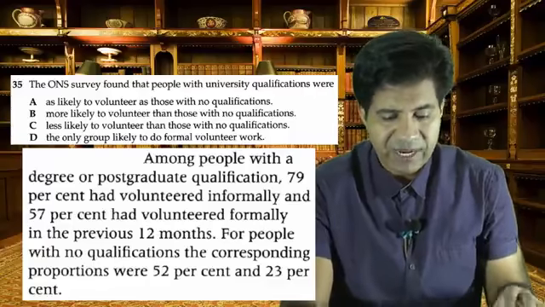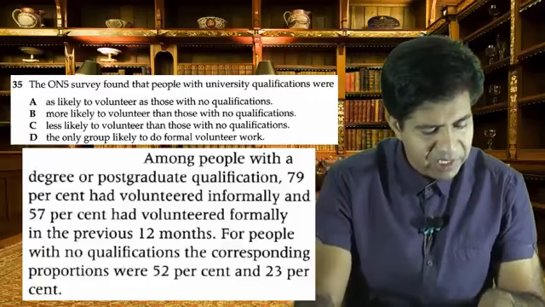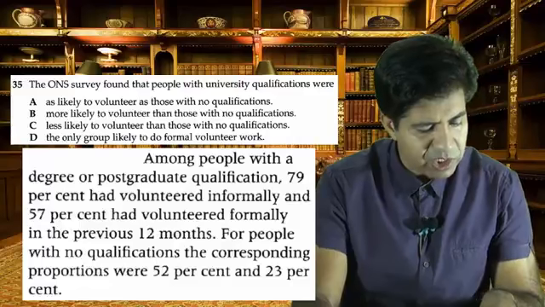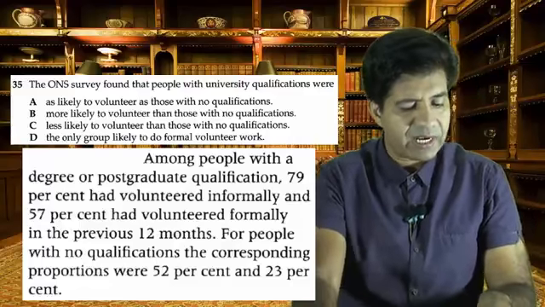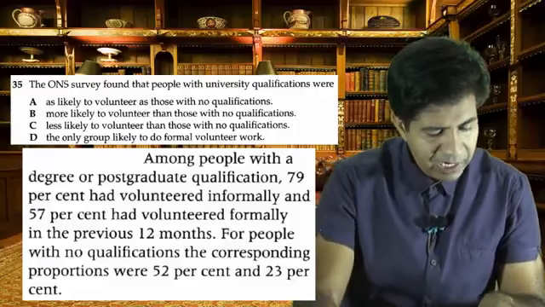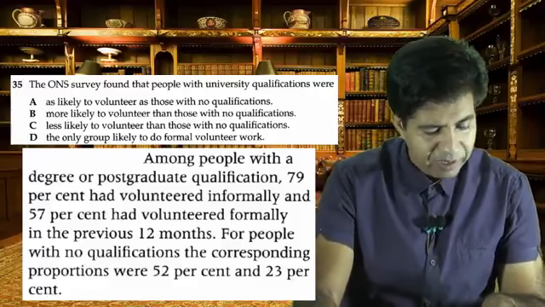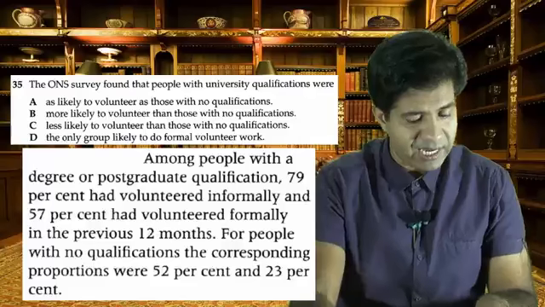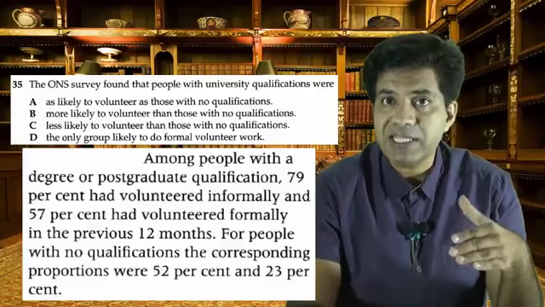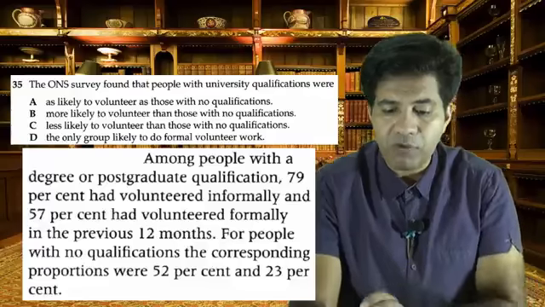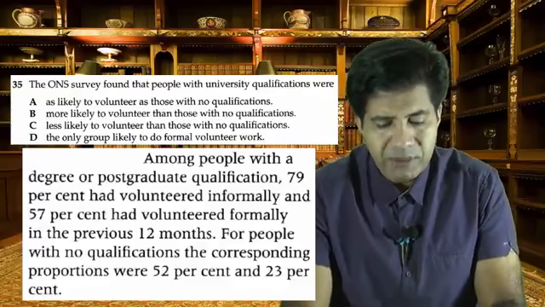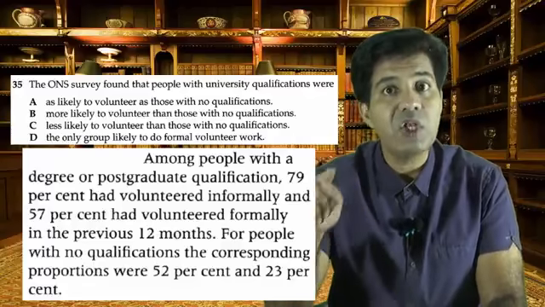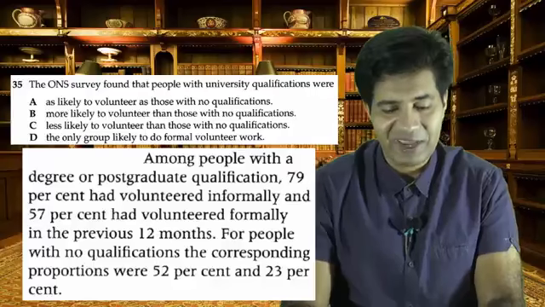See that? How do you find out that D is the right answer? There they are mentioning, among people with a degree of postgraduate qualification, 79% had volunteered informally and 57% had volunteered formally in the previous 12 months. And for people with no qualification, the corresponding proportions were 52% and 23%. So it means people who are qualified are doing more volunteer work. That is why option B is going to be the right answer, more likely to volunteer than those with no qualifications. Clear? Okay, well done.